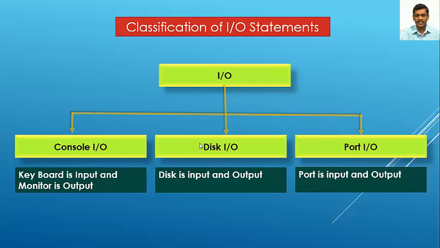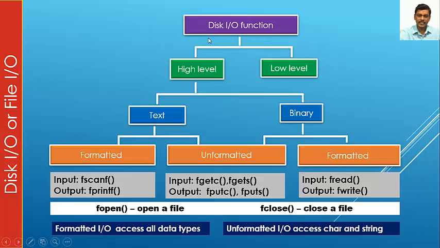In this session, we discuss disk IO, also called file IO. Disk IO consists of two types: one is high level and the other is low level. Low level is closer to the system, like machine language, so it is very close to the system. If we want to develop system software, we can use low level disk IO functions.